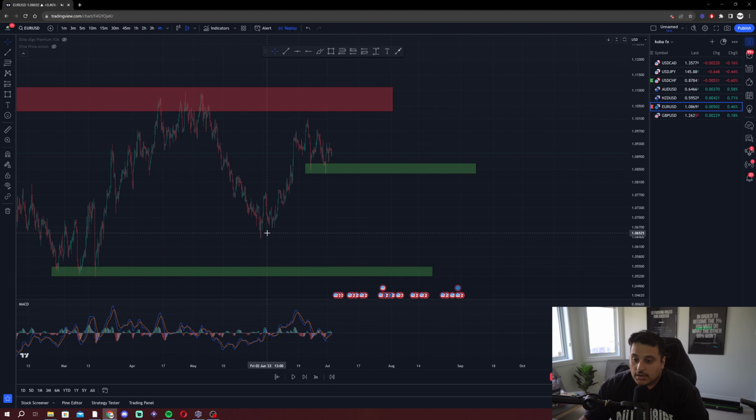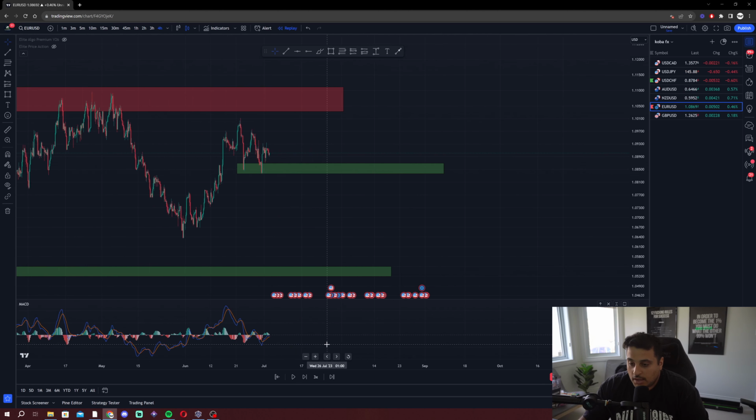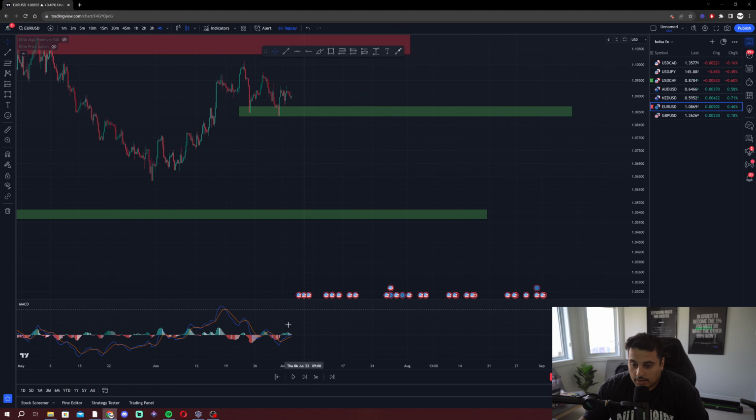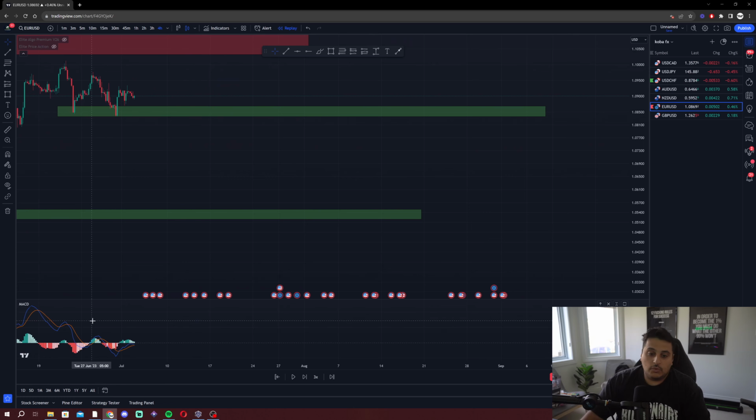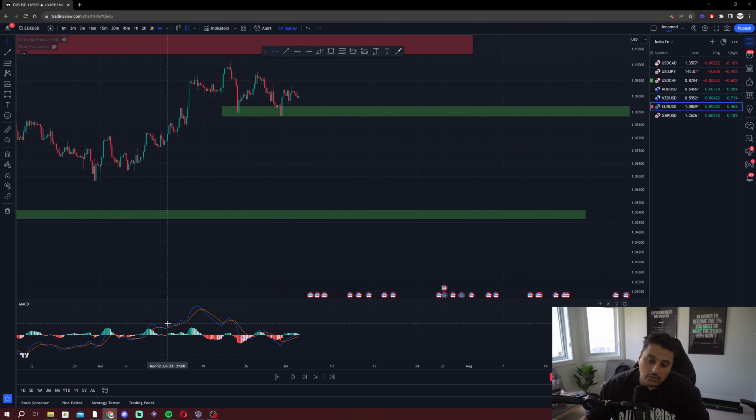The next thing you want to do, guys, once you have your supply and demand zones drawn up on your chart, this is when you want to start looking at the MACD. And what you want to do is look for a crossover. So the way the MACD works is telling you there's a short-term trend and a long-term trend. The short-term is the blue line that we see right here, and the long-term trend is the orange line that we see.